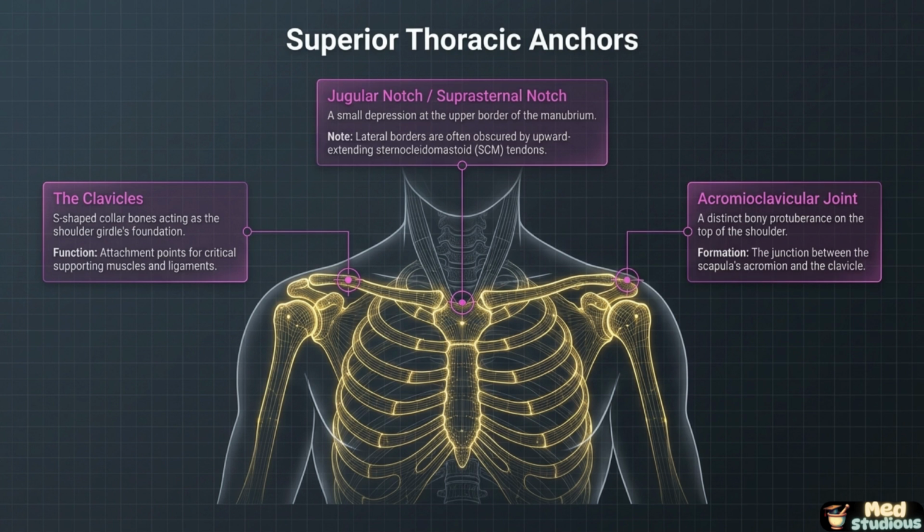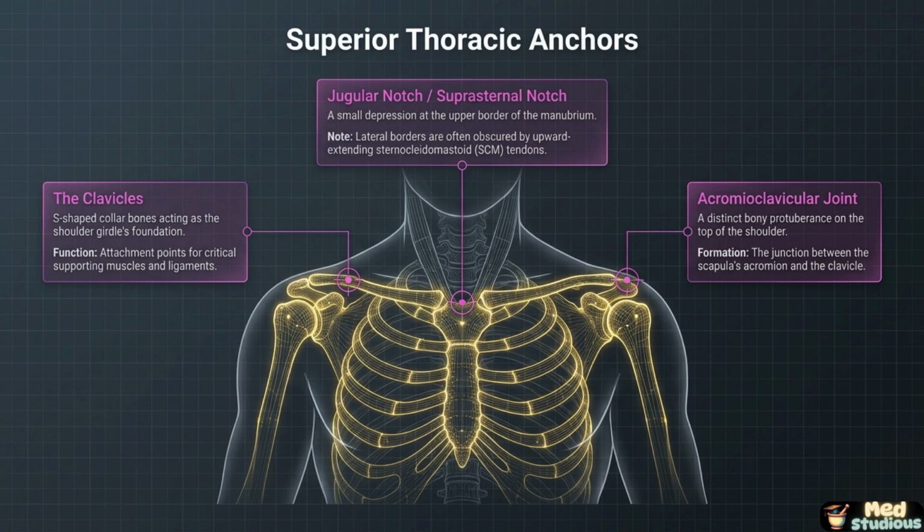The upper thorax is organized around 3 foundational bony landmarks that every clinician must know cold. The first is the jugular notch, also called the suprasternal notch, the small but easily palpable depression at the superior border of the manubrium, right at the base of the neck, between the 2 SCM tendons. It's the starting reference point for the entire sternum.